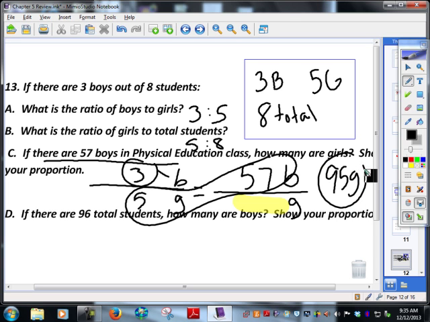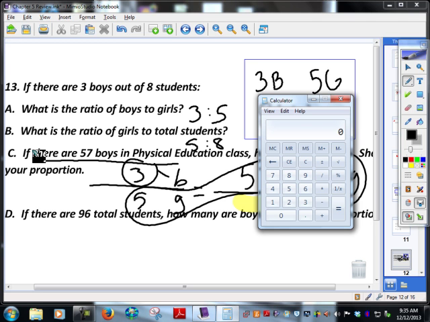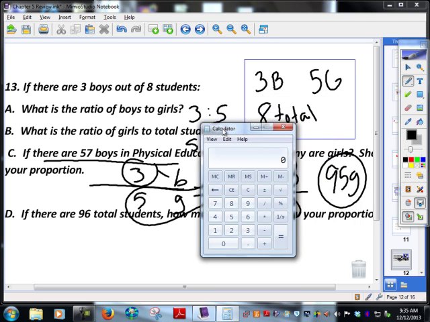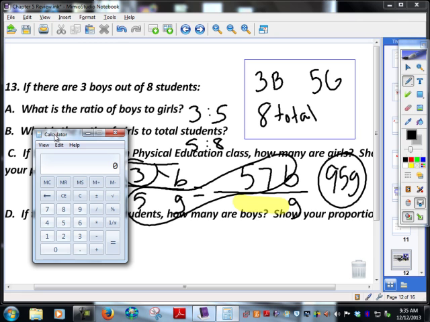Now, is there any way to check yourself on this? Yeah. Couldn't you go into your calculator and say, okay, I know 3 to 5 is simplified. And then simplify the other one, 57 to 95. It better simplify to 3 to 5. Now, if you can't simplify on your calculator, like with my calculator, I can divide, right? 3 divided by 5. Enter. 0.6. You guys see it?